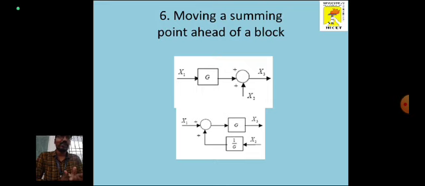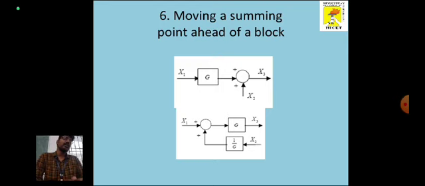If the branch point is moving behind, I can take it as 1 by G. So it is a vice versa: the branch point I am supposed to move ahead, I can take as 1 by G. The same branch point I can bring behind, I can take as G. It is a vice versa of the summing point. If it is ahead, it should be G. If it is behind, it should be 1 by G.